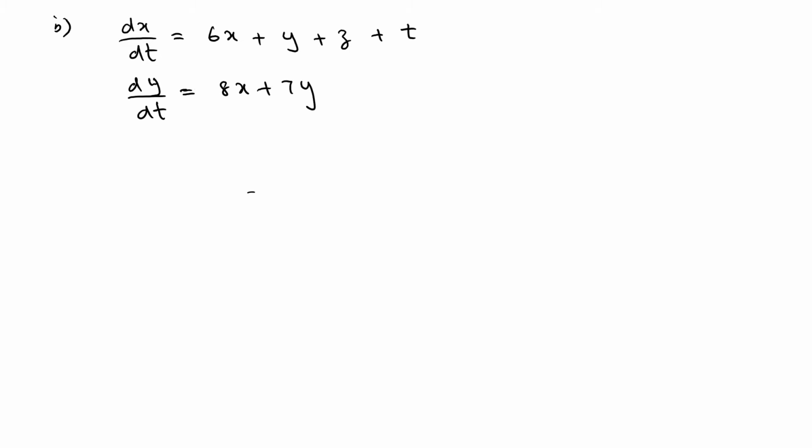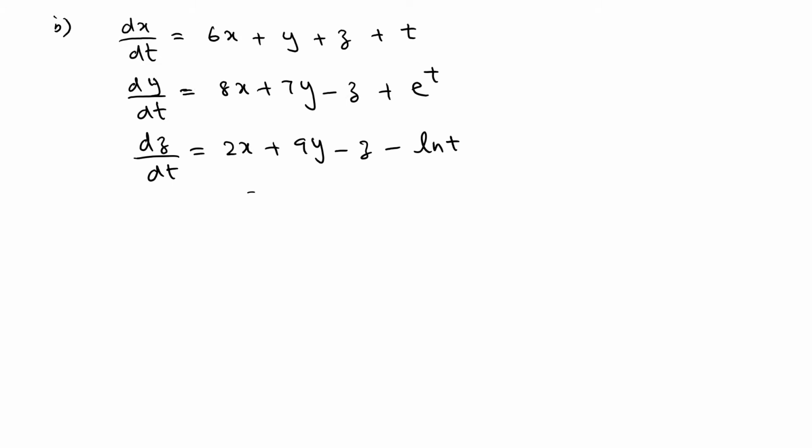So you can write dx/dt = 6x + y + z + t, and then dy/dt = 8x + 7y - z + e^t, and then dz/dt, let's say, = 2x + 9y - z - ln t.